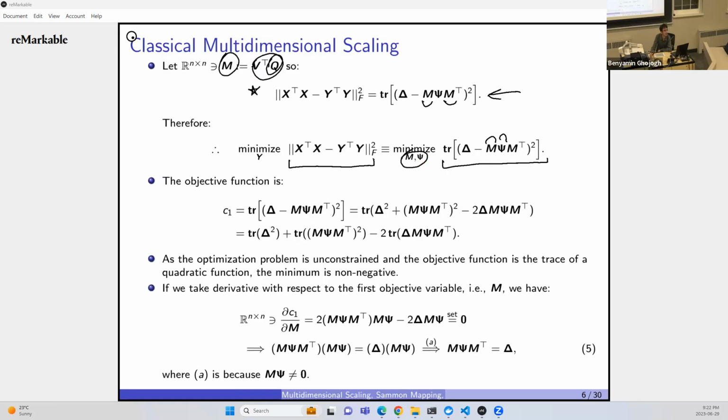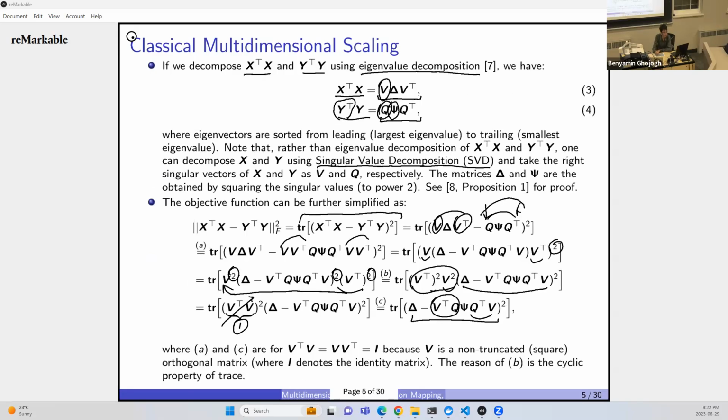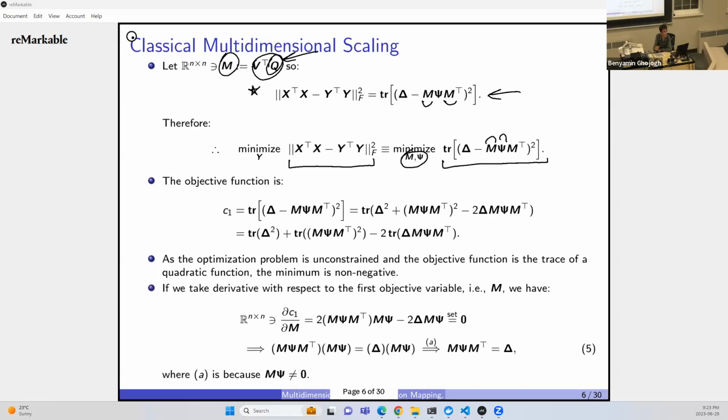Why? Because Y is unknown. When Y is unknown, Y transpose Y is unknown. Therefore, psi is unknown. Therefore, Q is unknown. Therefore, M, the whole M, is also unknown. So both M and psi are unknown. Now, what do we do?